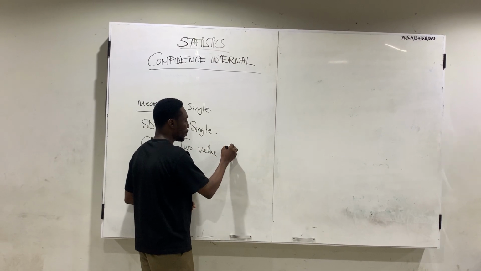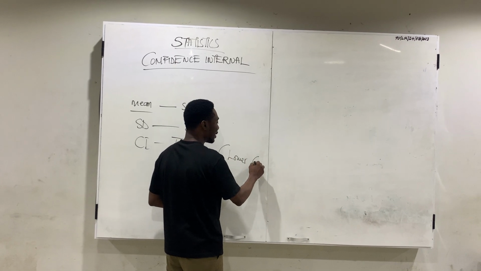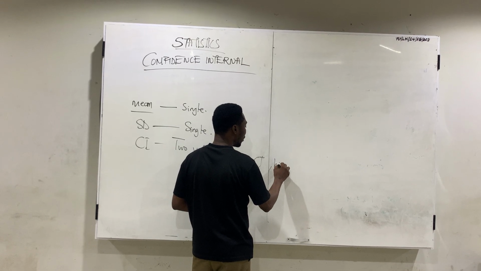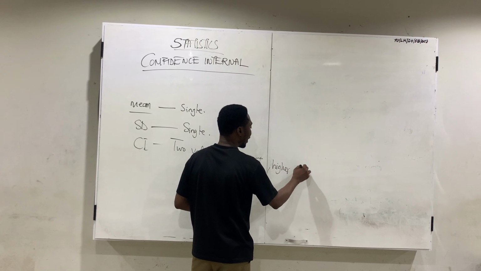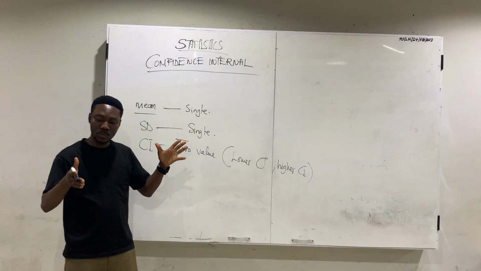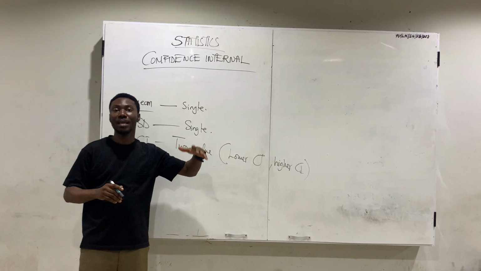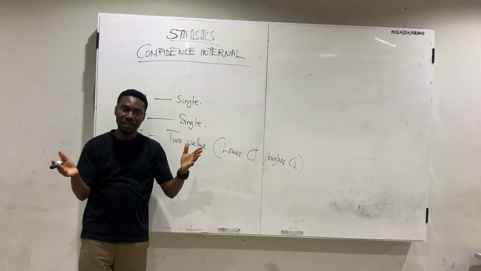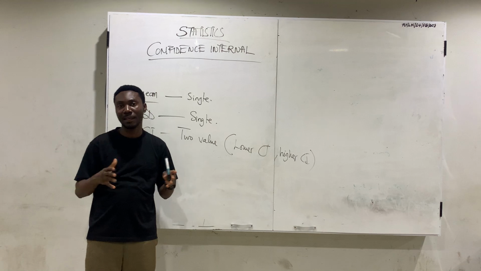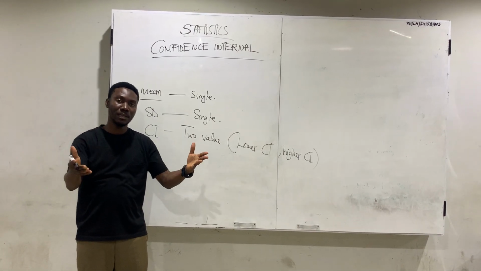The two values, one of the values will be a lower value. We call that lower CI. And then another value will also be a higher value. We call that higher CI. That's why we say that this is a type of statistics that is going to give you a range of values. One is going to be a smaller value. The other is going to be a higher value. Is that okay? But practically, when we say confidence interval, it's a range of values within which we are confident that the true population parameter lies based on the sample data.